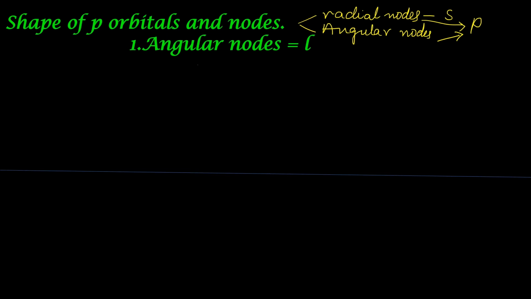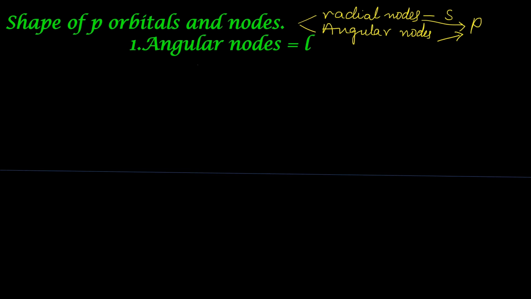First, we will take up angular nodes of p orbitals. The number of angular nodes is given by the azimuthal quantum number, that is, the value of l. For p orbital, the value of l is equal to 1. But before that, we have to see the shape of p orbital. The s orbital is spherical and the size of the orbital increases with principal quantum number, that is, 1s is smaller than 2s, smaller than 3s, smaller than 4s and so on. s orbital has only one orientation. Its azimuthal quantum number is 0.